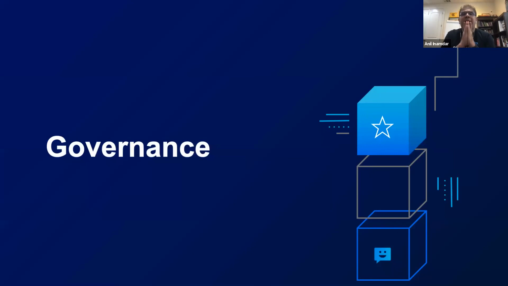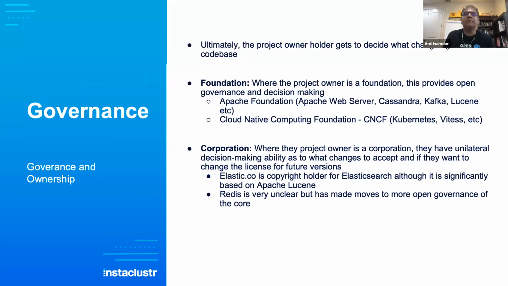Okay, so the next item is governance. Now that you have some knowledge of licensing, how is a project governed? Who has the power to make decisions? Ultimately, the project or the license owner gets to decide what changes go into the code base. That body could be a foundation. In this case, the foundation provides open governance and decision making. Some examples are the Apache Foundation, as we saw already: Apache Web Server, Cassandra, Kafka, Lucene. And there is another very popular foundation called the Cloud Native Computing Foundation, CNCF, which governs Kubernetes, Vitess, and other software.